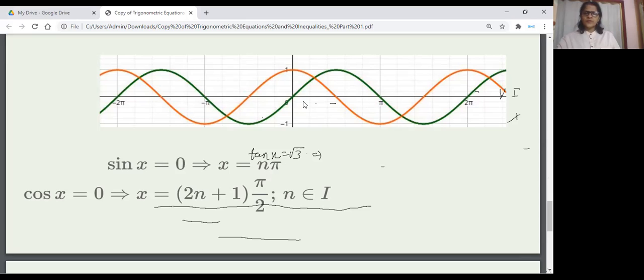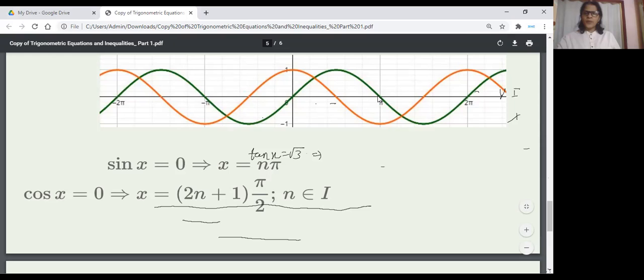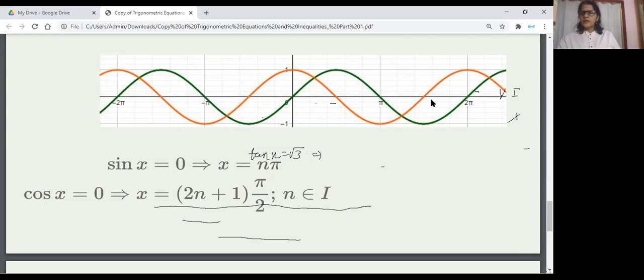Here you see sin 0 is 0, sin pi is also 0, sin 2 pi is also 0, right? Similarly for cosine also you can see. Now I will show you how sin x equals 0 implies x equals n pi, and cos x equals 0 implies x equals an odd multiple of pi by 2, for n belonging to any integer. Just let me take you to the explanation part.